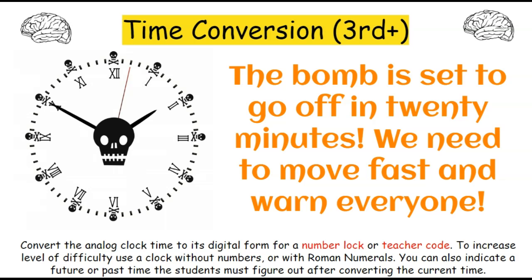So here in this particular example I've given you, it says the bomb is set to go off in 20 minutes. We need to move fast and warn everyone. So this is obviously not the third grader version of this puzzle, considering that I'm using Roman numerals, which puts it at least at middle school level and up. And then I made it a little more challenging because I've told them that they're going to need to go 20 minutes into the future.